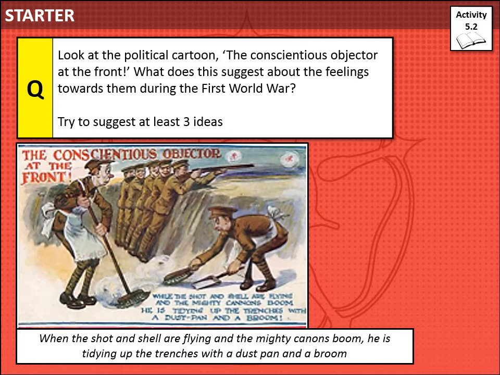Now, this might be a little bit more challenging, but I want you to try to suggest at least 3 ideas. The little blurb at the bottom has been written out for you in a text box so that you can see that a little bit more clearly. And it says, when the shot and shell are flying and the mighty cannons boom, he is tidying up the trenches with a dustpan and a broom.